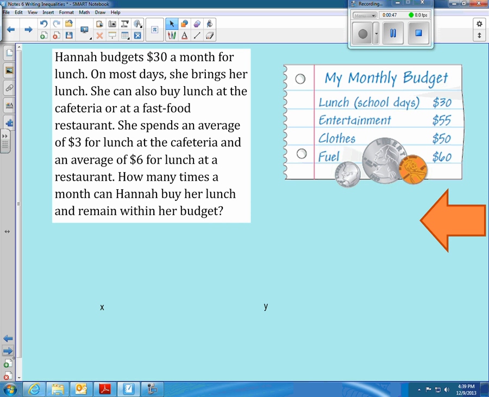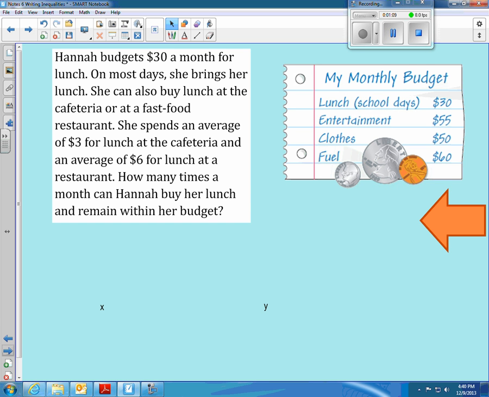All right, so Hannah budgets $30 a month for lunch. On most days, she brings her lunch. She can also buy lunch at the cafeteria or at a fast food restaurant. She spends on average $3 for lunch at the cafeteria and an average of $6 for lunch at the restaurant. How many times a month can Hannah buy her lunch and remain within her budget?